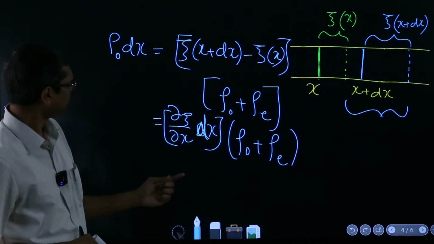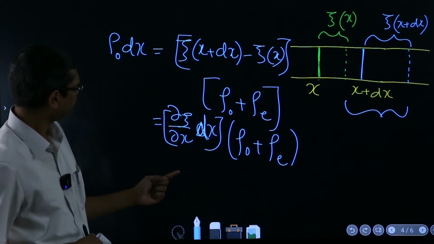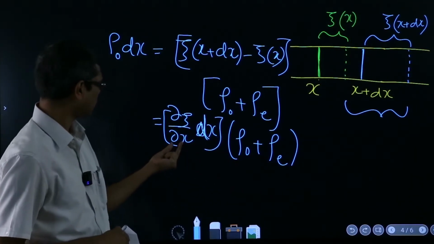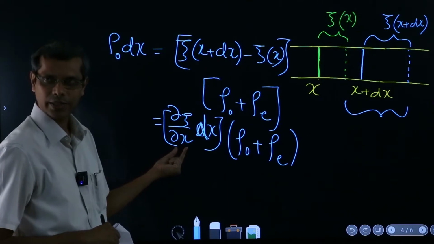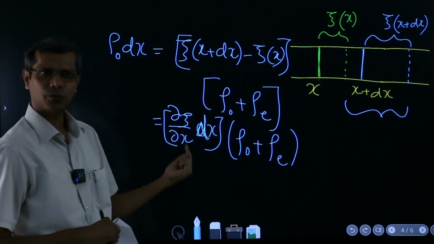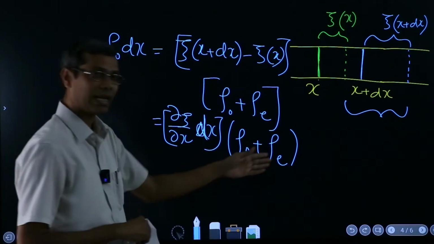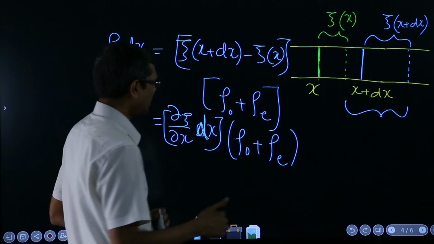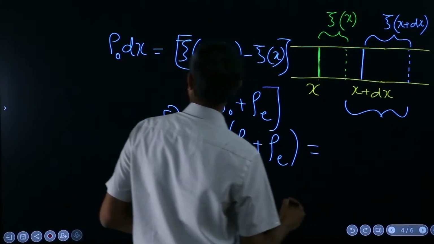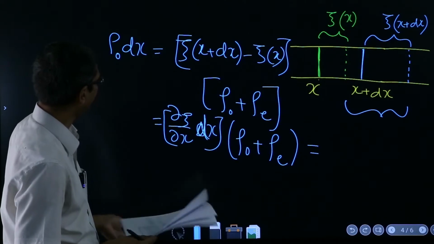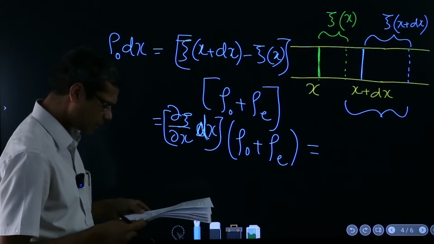But you see here, this rho e is small and this also is small, okay. So this will be a second order term. So we can neglect that because we are neglecting all the second order terms. So this will be in a way what? Something I'm missing somewhere.